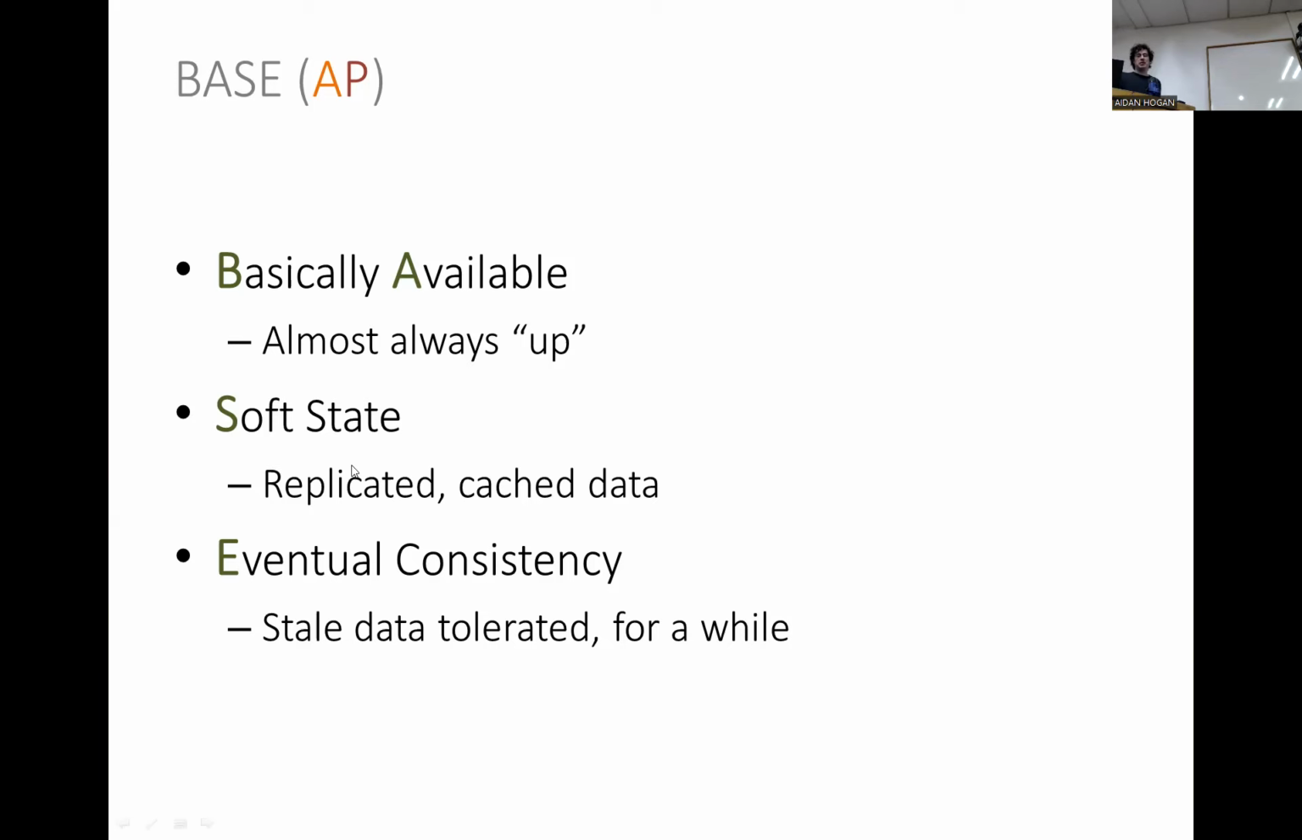We have soft state, which means that we have replicated cached data. So we have some data that may not be the most up to date. It means that we have copies of data in different places. We maybe have some computed data. So we have some cached data that maybe is not the most recent. And then we have eventual consistency, which means that we will allow stale data for now, but eventually the data will be updated and everything will become consistent. So the system is always converging towards consistency. And if we could pause all of the external requests coming for a moment, it would reach a consistent state eventually.